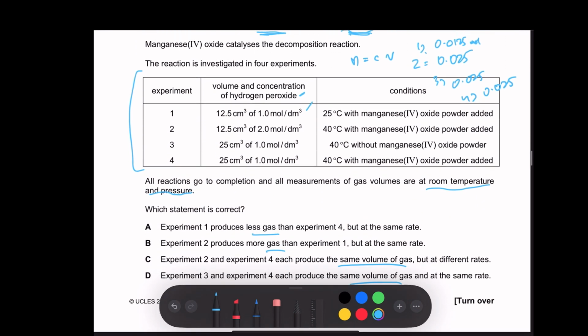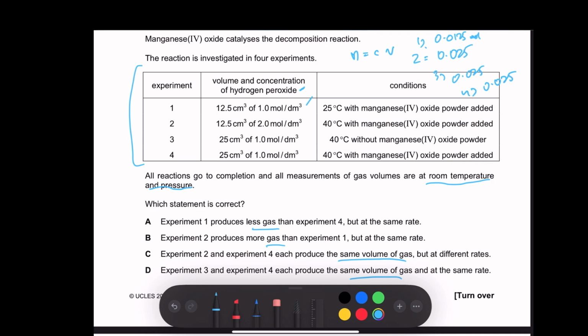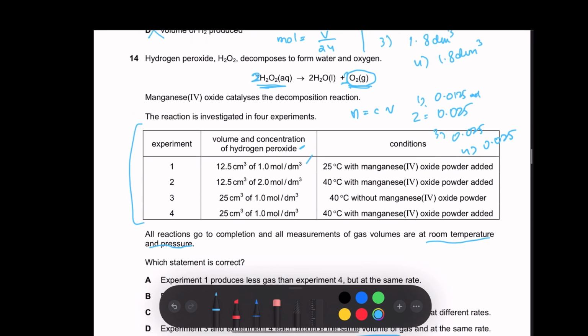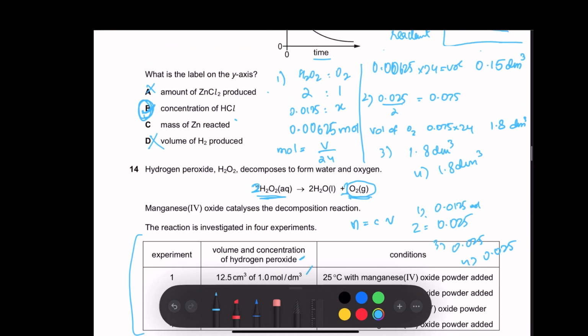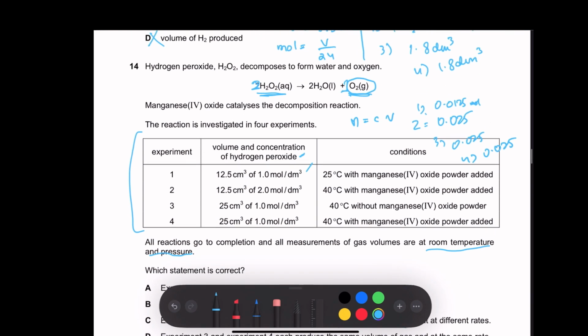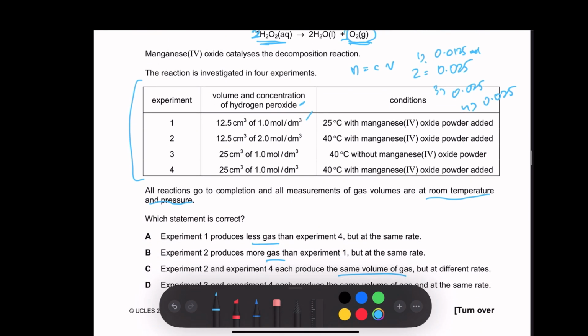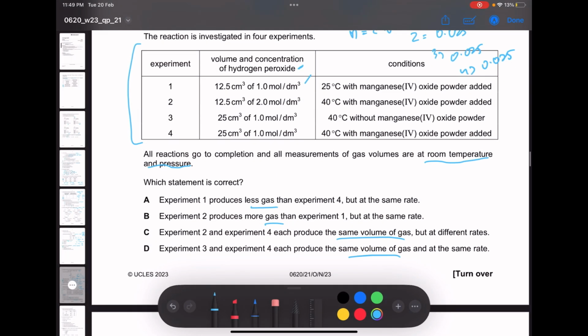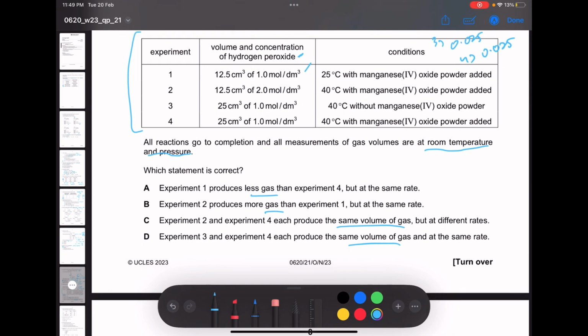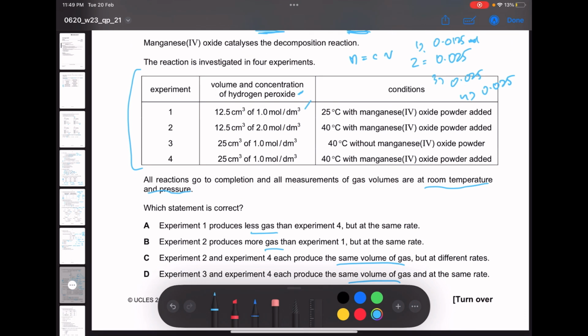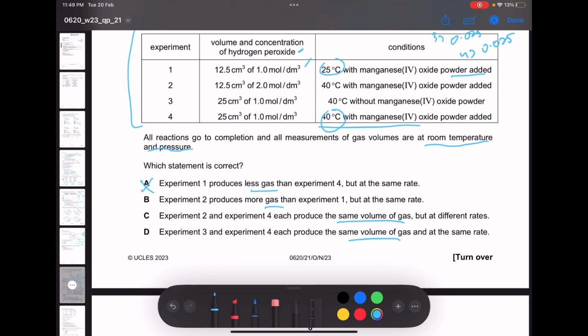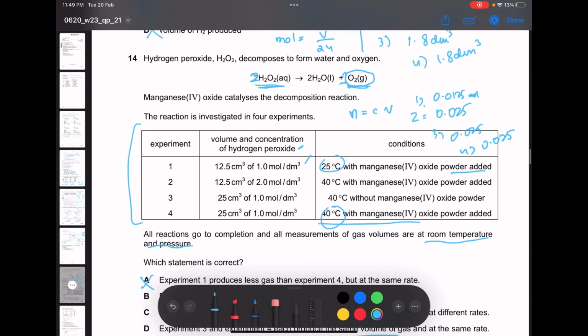So now let's see the options. Experiment 1 produces less gas than experiment 4 but at the same rate. In 1 we have 0.15 dm cube and in 4 we have 1.8, so yes, it's less. But at the same rate, they're saying. In 1 it's 25 degrees with manganese powder and in 4 it's 40 degrees with manganese powder. So when the temperature is more, the rate cannot be the same. A is wrong.